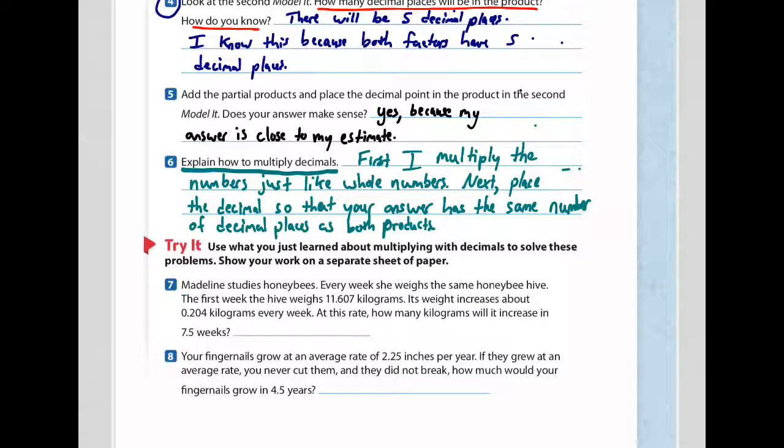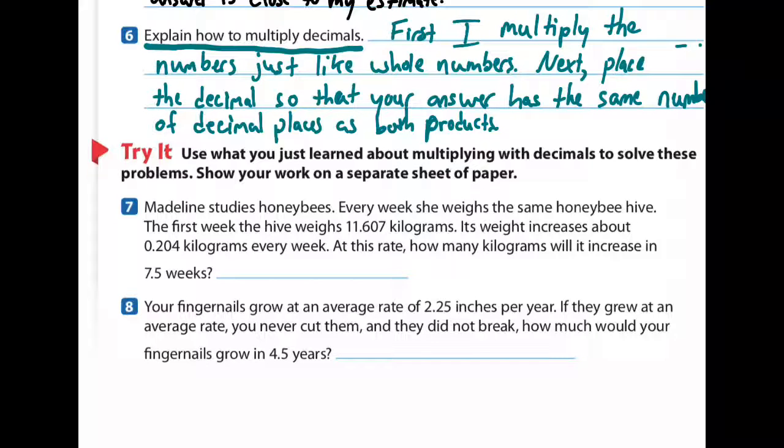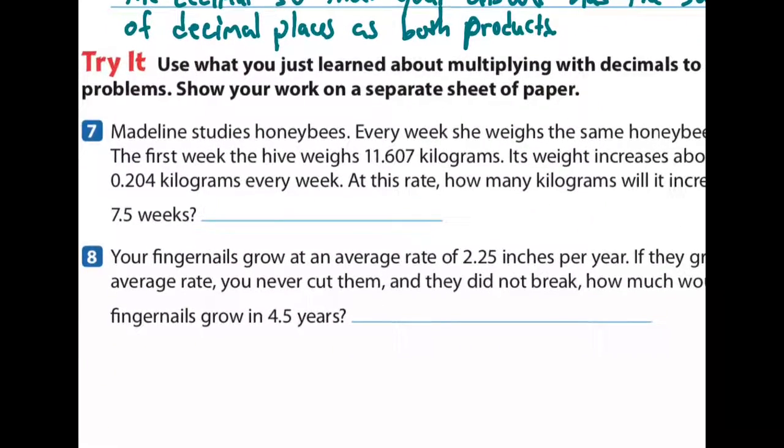Okay, so now, here's what you're going to do. We are going to start number 7 together, and then we'll have you try 8 on your own. In the try it section, it says, use what you just learned about multiplying with decimals to solve these problems. Show your work on a separate sheet of paper. If you have no room, get a separate sheet of paper. Okay, so you're ready for number 7.